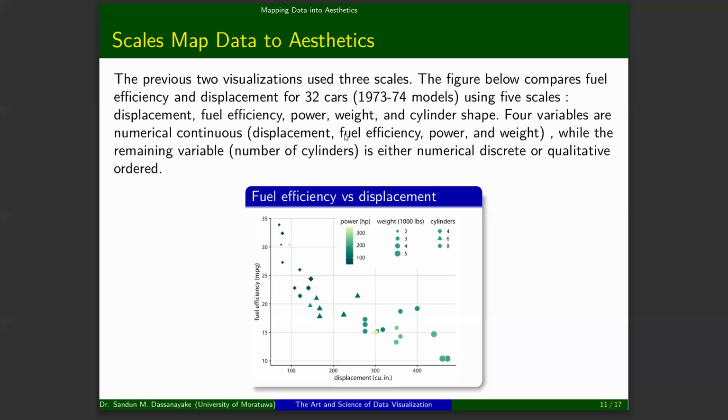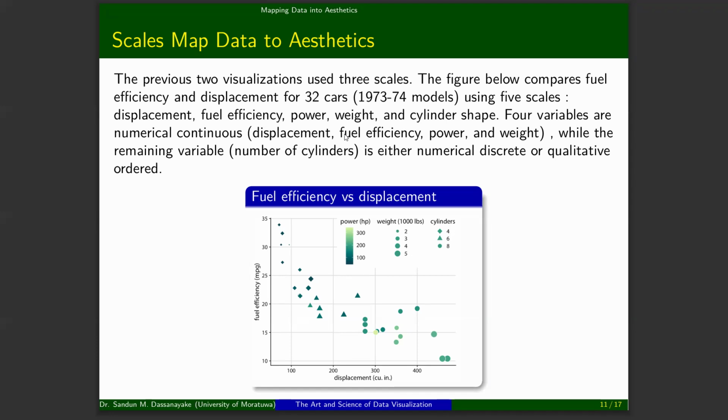So you have shape. The shape indicates cylinders, right? Size, shape, and saturation, right? So you have 4 cylinders indicated by the diamond shape, 6 by the triangle, 8 by the circle. So those are shapes, and the shapes have been mapped to those values, right? Data has been mapped to those aesthetics. That's what I want you to understand.